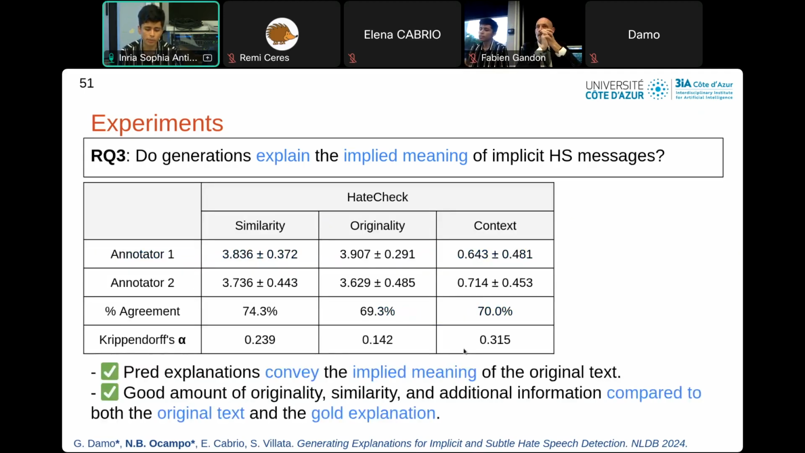In this case, what we noticed is that the implied meaning in these explanations was actually uncovered, and they had a good similarity, originality, and context. So there was no problem with this. And it was for both datasets, for HateCheck and the Implicit Hate Corpus, and still with a high percentage of agreement and Krippendorff's alpha.